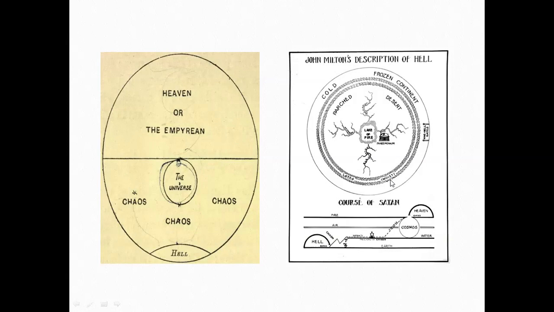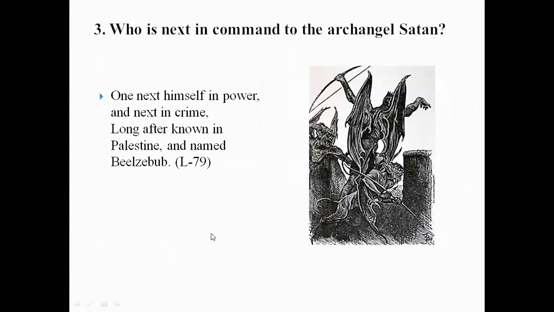Okay, we are going to discuss question number 3. Who is the next in command to archangel Satan? I have discussed it earlier, but I want to talk about it a little bit more. This is Beelzebub, definitely, but you would not write an answer in this way, that Beelzebub is next in command to the archangel. Rather, it would be fair enough if you can somehow memorize these lines: One next in rank, in power and next in crime, long after known in Palestine, and named Beelzebub. These things would give you more confidence to understand Paradise Lost.